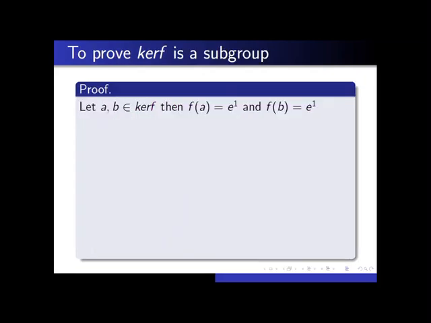Now the next step is to prove kernel f is a subgroup. First we will prove that it is a subgroup. For a subgroup, we should remember the necessary and sufficient condition. Kernel f is a non-empty set. Now we have to check whether it is a subgroup or not. What is the condition of a subgroup? If you take any two elements a, b belonging to H, then a into b inverse belongs to H, then we call H a subgroup.